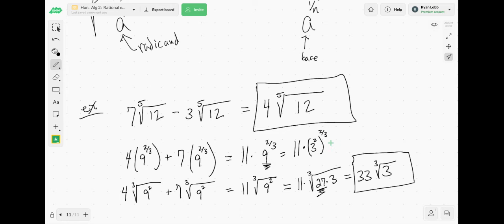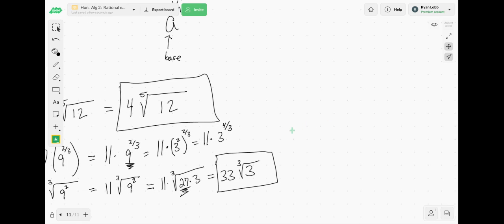And then this would be equivalent to 11 times 3 to the 4/3. And now what I generally would say here, a way to do this one is when you have your base here, anytime this exponent is at least 1, it's going to simplify. 4/3 is more than 1, so this is going to simplify. And one way you could do this is just write it as a mixed fraction, 3 to the 1 and 1/3. 4/3 is 1 and 1/3.